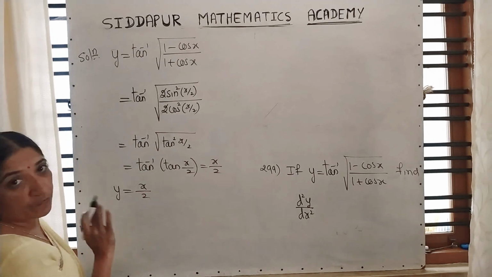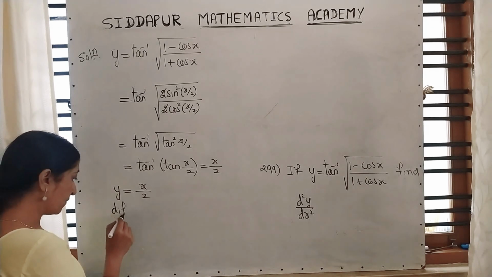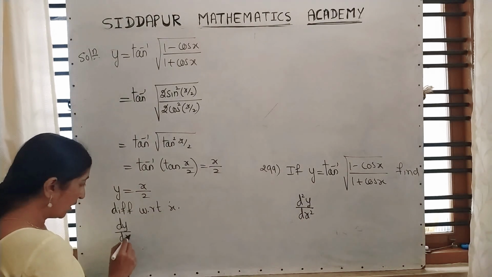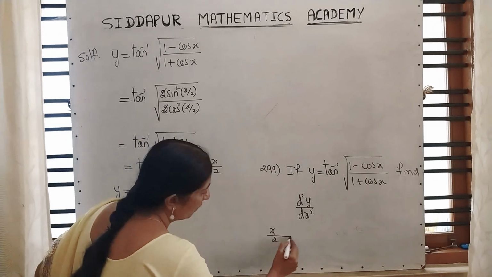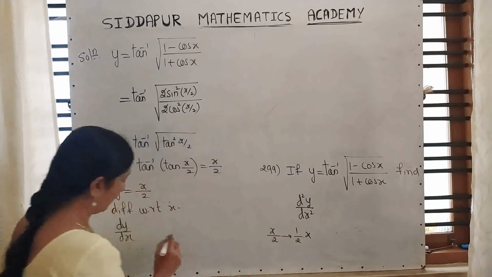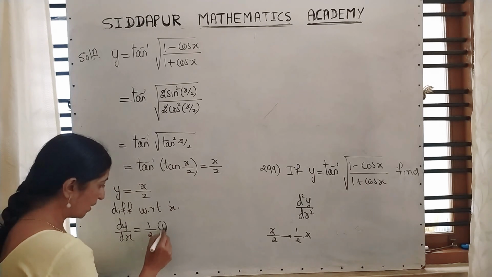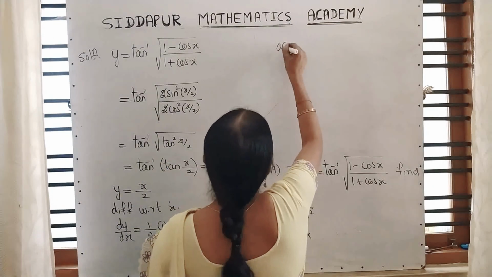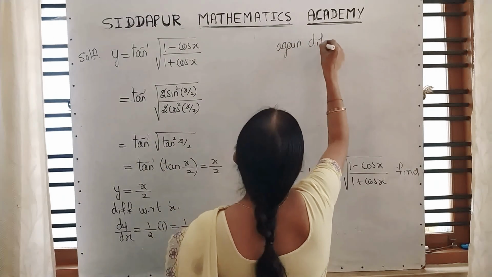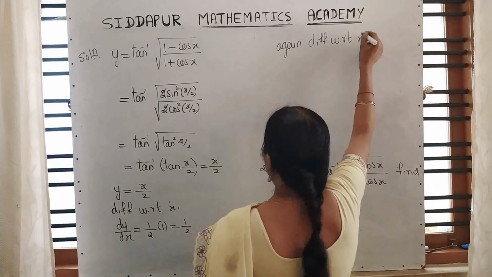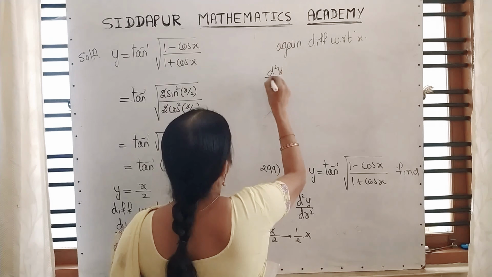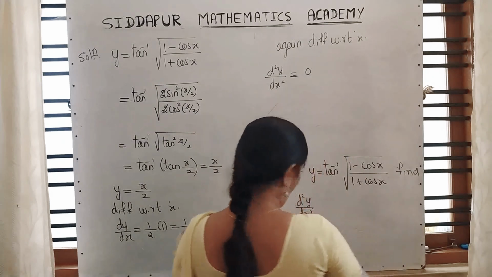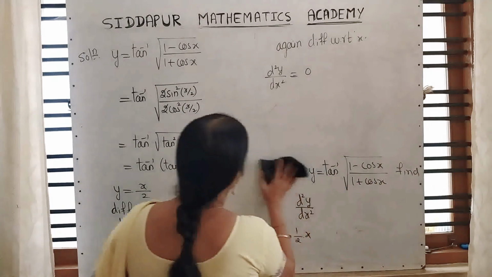See, till here we have not differentiated at any time. First differentiation. Differentiating with respect to x, dy upon dx. You know that x by 2 will be written as 1 by 2 into x. 1 by 2 constant, differentiation of x with respect to x is 1. This is 1 by 2. Again differentiating with respect to x. d square y upon dx square. Differentiation of 1 by 2 is what? 1 by 2 is 0, because it is a constant, it is a number.